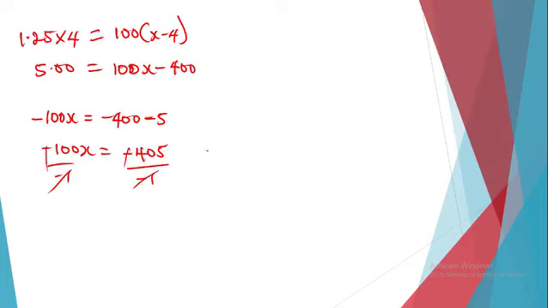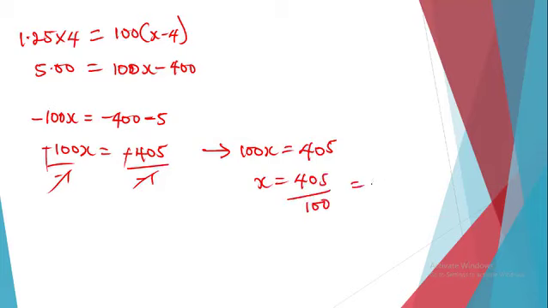We then have that 100x is equal to 405. x is equal to 405 divided by 100, and that will give us 4.05, and that's the value of x, which is the wrong measurement that the young man made.